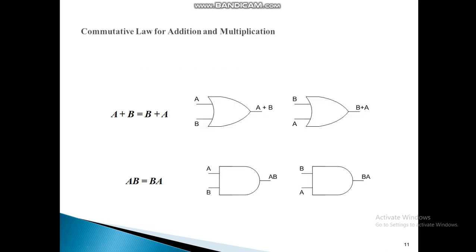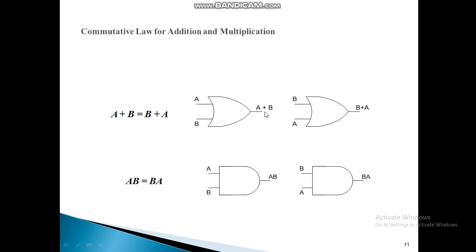Now commutative law for addition and multiplication. The implementation of the commutative law with logic gates. A plus B is equal to B plus A. Here we have two inputs, A and B. We have already studied the logic gates in the previous lecture. The symbol of the OR gate gives the result A plus B.